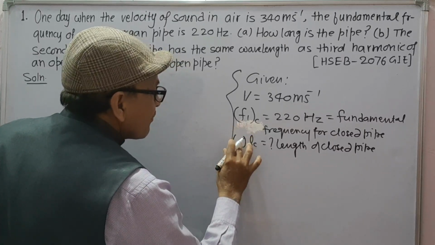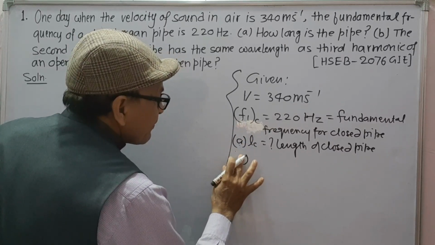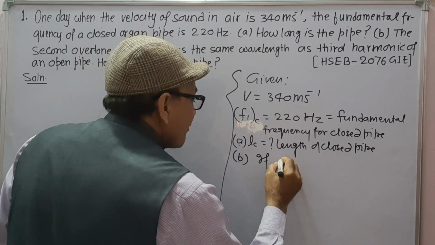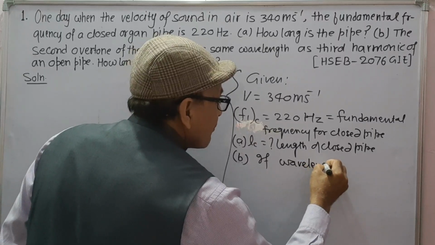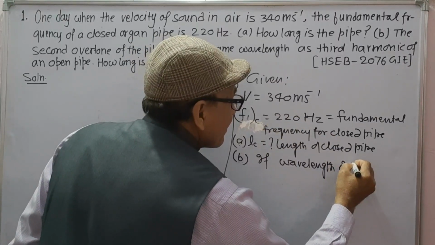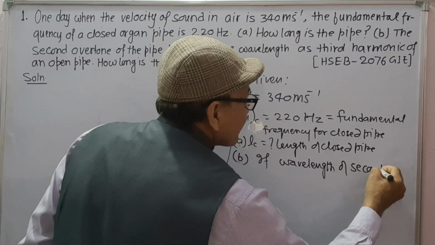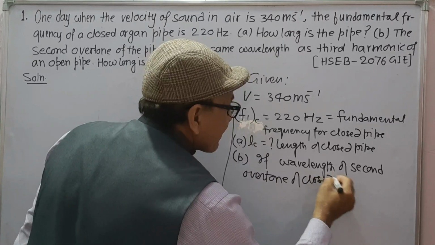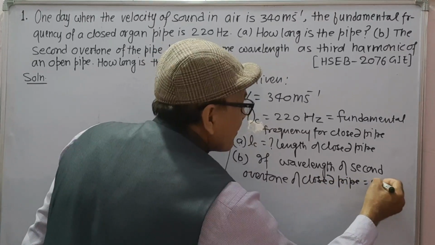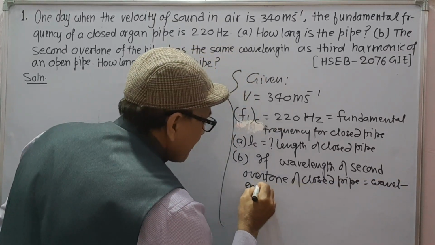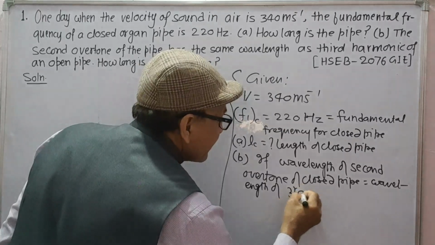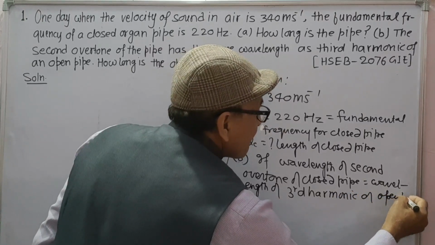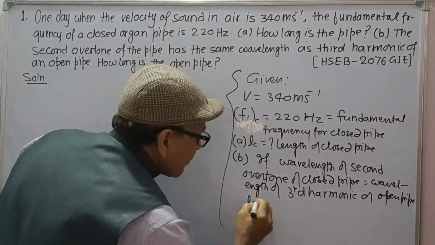In second part, this is part A, and this is part B. In part B, if wavelength of second harmonic, second overtone of closed pipe is equal to wavelength of third harmonic of open pipe, then length of open pipe is what?